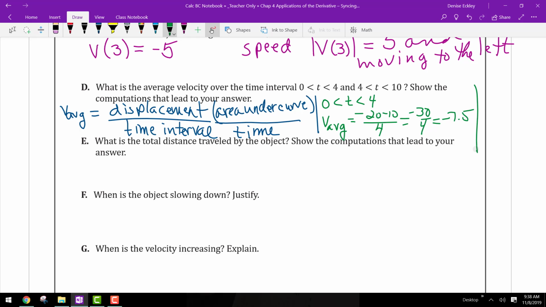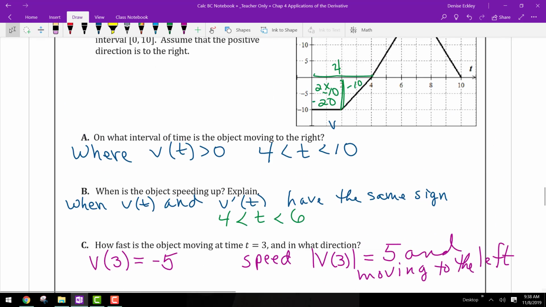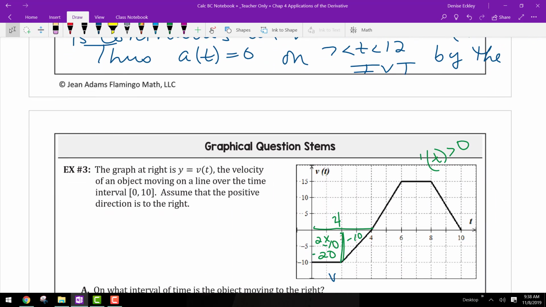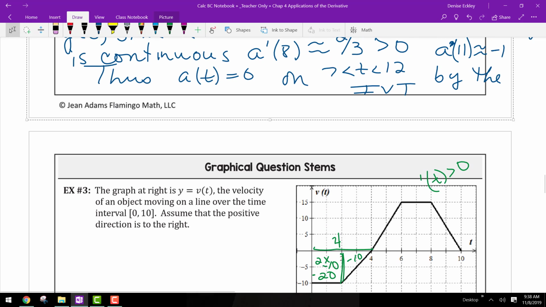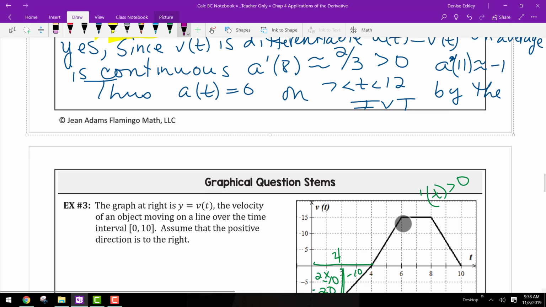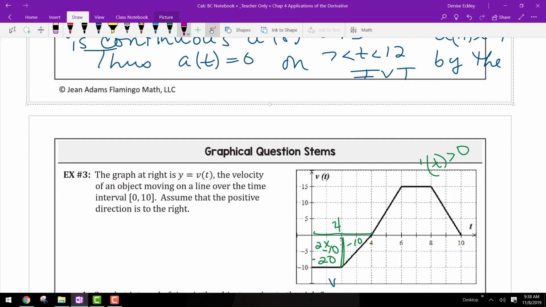And then for 4 to 10, so we have, there's two ways you can do this. You could divide this up into two triangles and a rectangle like this. Here at 6 and here again at 8. I'm just going to do the trapezoid.